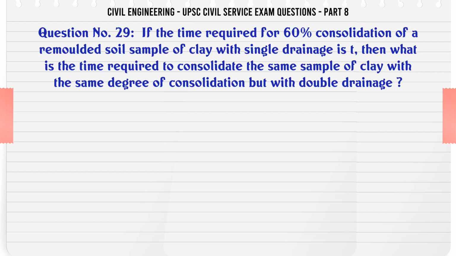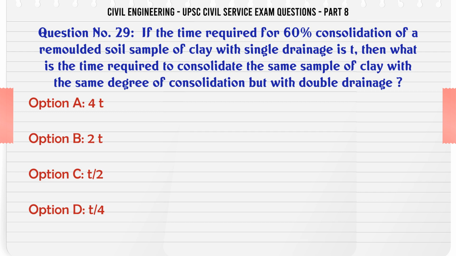If the time required for 60% consolidation of a remolded soil sample of clay with single drainage is T, then what is the time required to consolidate the same sample of clay with the same degree of consolidation but with double drainage?